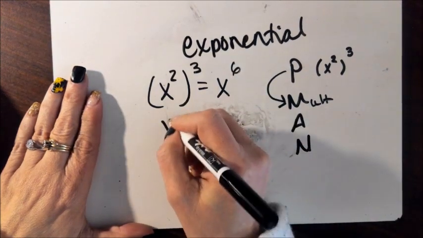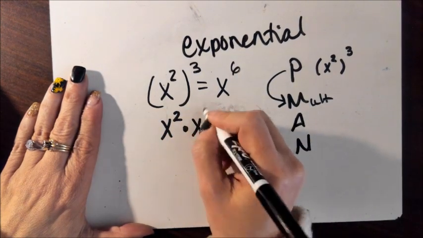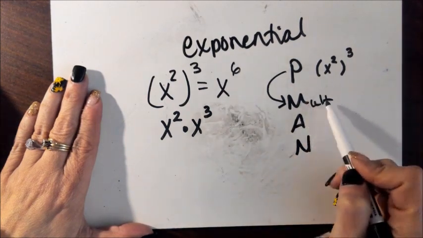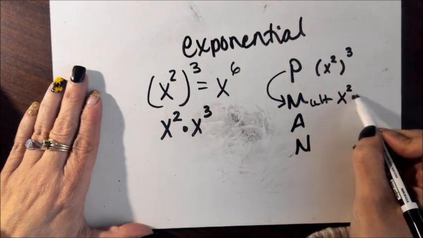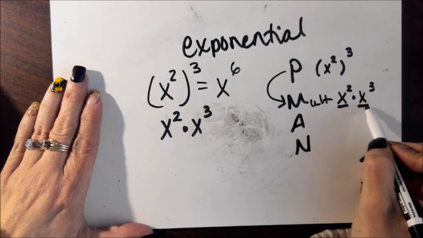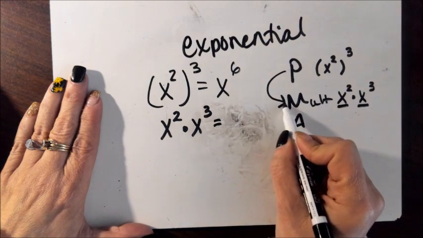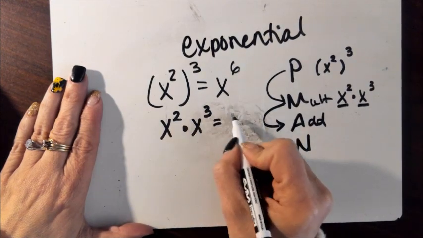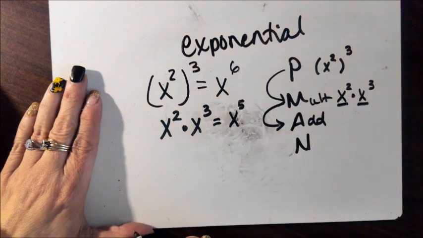But then sometimes I have x squared times x to the 3rd. So I'm multiplying those bases. So x squared times x to the 3rd. When you multiply the bases, P-Man says you add the exponents together. So 2 plus 3 is x to the 5th.